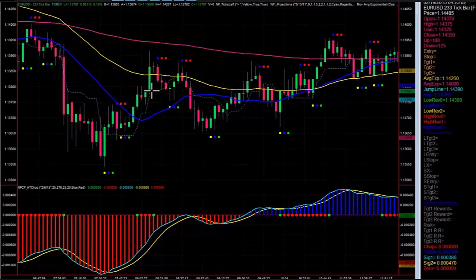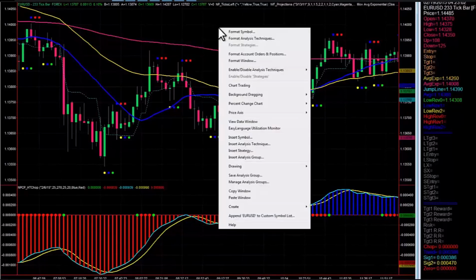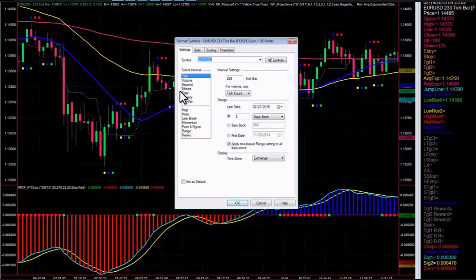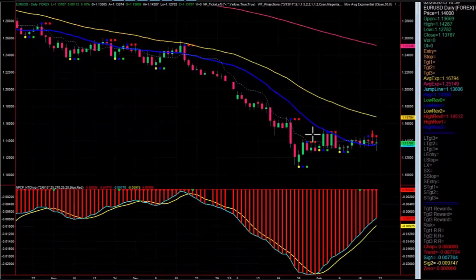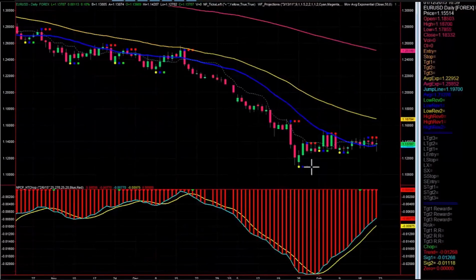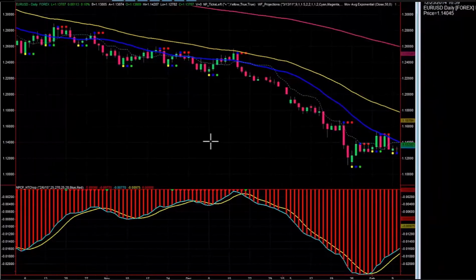Okay, obviously we're looking at a Euro US 233 tick chart. It could be any chart. In fact, let's go ahead and just make it a daily chart, for example. Right here you've got these 3 lower dots. A long trade would be a counterpunch trade. You see? This dot is not higher than these. In other words, when you're going short, you're looking for the highest set of dots, and when you're going long, you're looking for the lowest set of dots.